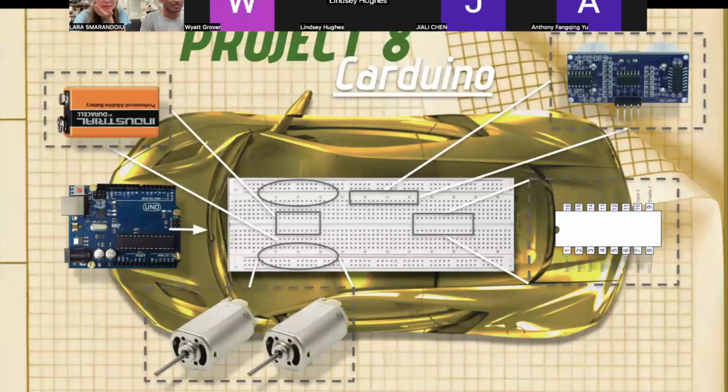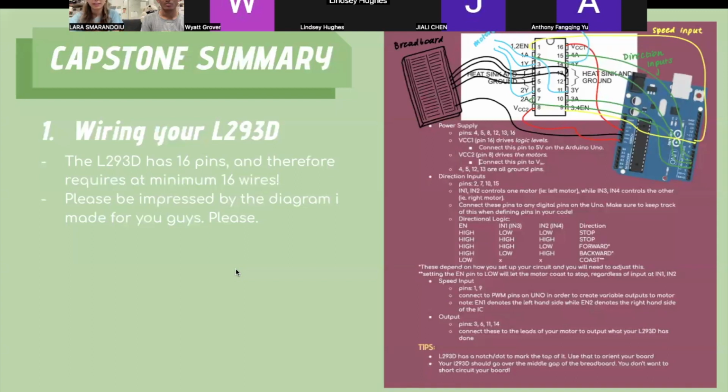But we have this fun graphic. You'll see all the different things that you'll be using in your capstone. You have the sensor, it'll go here, or wherever you want to place it. You'll have your 2 H bridges and the integrated circuit somewhere here, your Arduino somewhere, your batteries, your motors, all these cool things. Okay, so here is a quick summary of the spec.